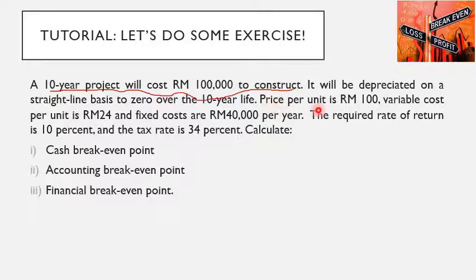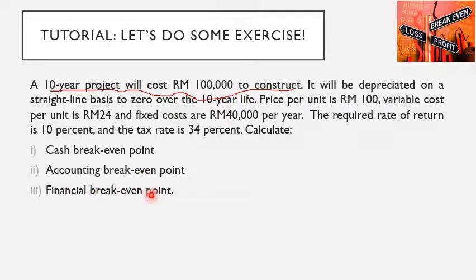Price per unit is 100 ringgit, so P equals 100. Variable cost per unit is 24 ringgit, VC equals 24, and fixed costs are 40,000 per year, so FC equals 40,000. The required rate of return is 10%, that is I, and the tax rate is 34%, that is TC. Calculate the cash break-even point, accounting break-even point, and financial break-even point.